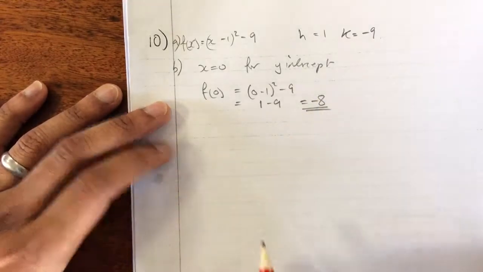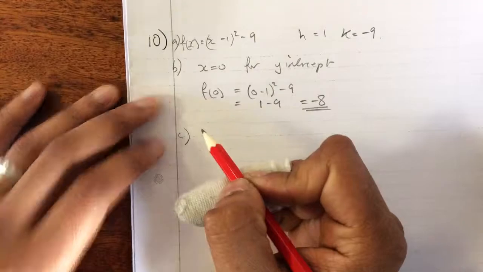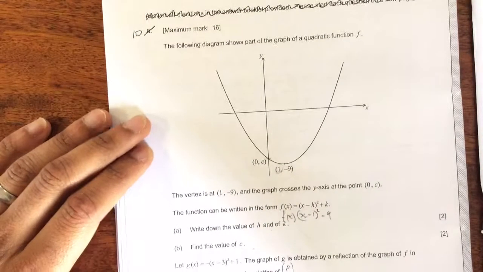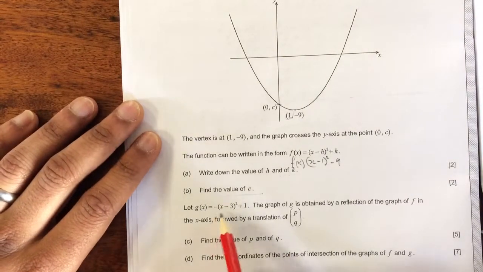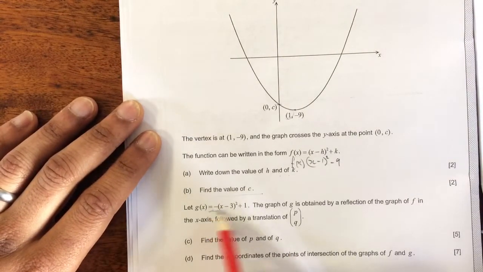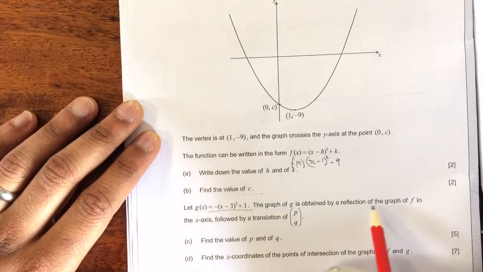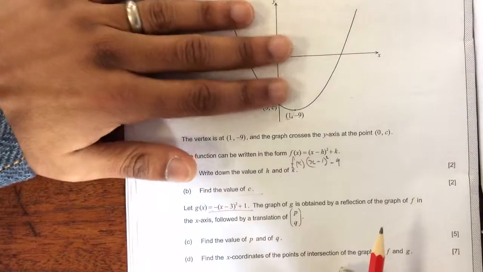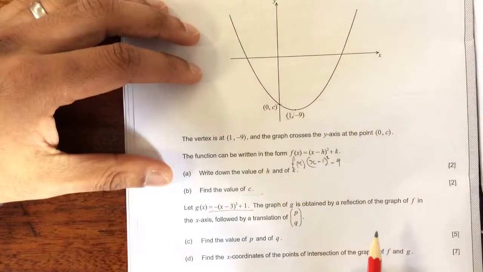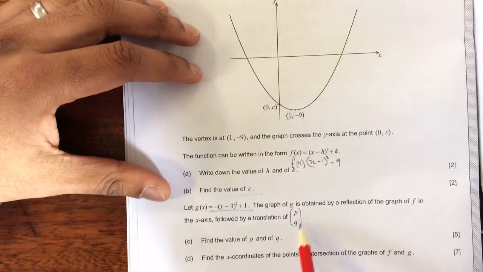So that's c. And part C. Now, part C is worth a lot more marks. Part C is worth 5 marks. And we're getting into something a bit more meaty. So it says g is this graph here, and the graph of g is obtained by reflection of the graph of f in the x-axis. So we're going to take that graph, we're going to flip it up, and followed by a translation.